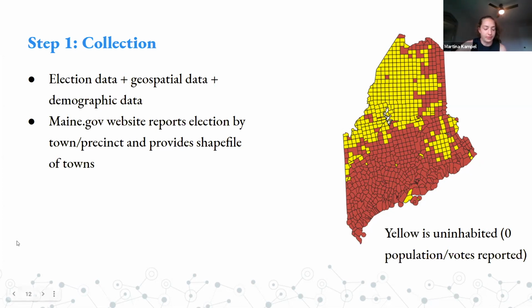But another problem Maine ran into specifically was it is quite uninhabited. As you can see, the yellow is uninhabited, which looks like almost nearly half the state. I specifically worked with New Hampshire, and we were also lucky enough to have the majority of the data found right on the New Hampshire Granite website.